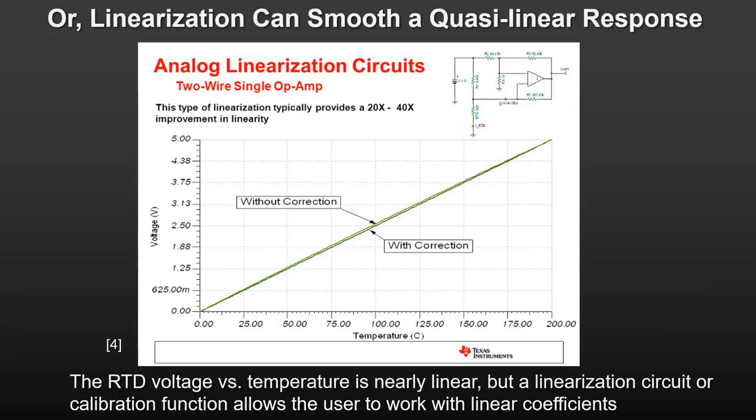RTDs are characterized by a nearly linear output. For better accuracy, you characterize the RTD output with a third-order equation. Alternately, you can feed the output of the sensor through an analog circuit specifically designed to provide a linear curve that closely matches the actual analog output curve.